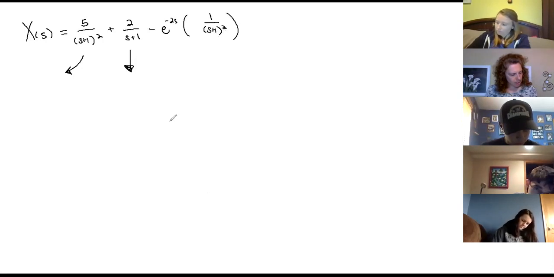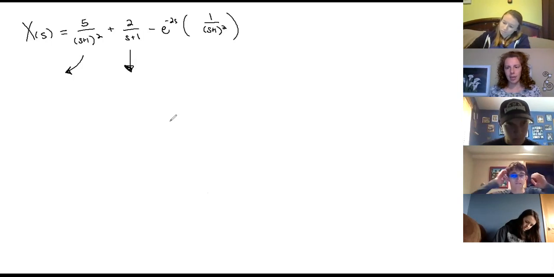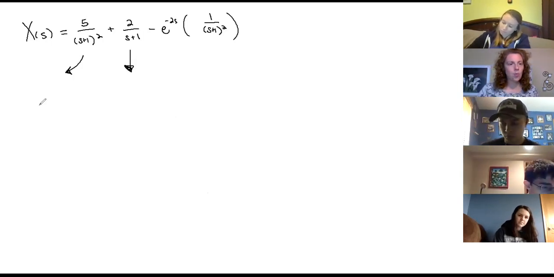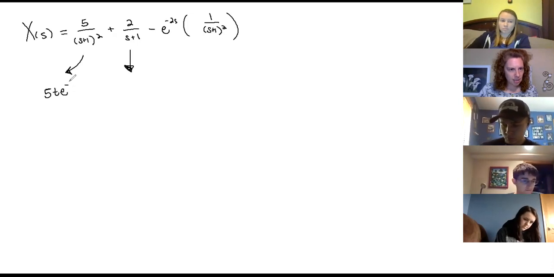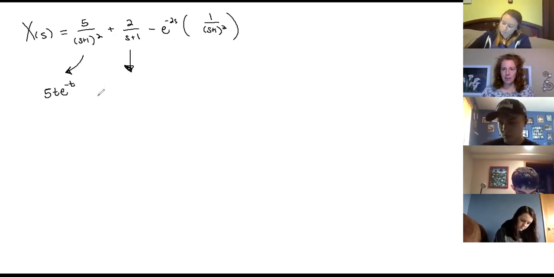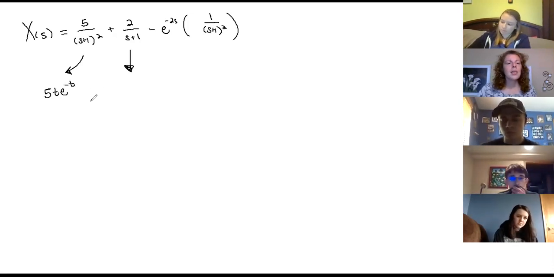First one is the second column, second row down, for n equal to 1. So we're going to get 5t e to the negative t for that first one. 5t e to the negative t. People are nodding at me. We like that one. 5t e to the negative t.